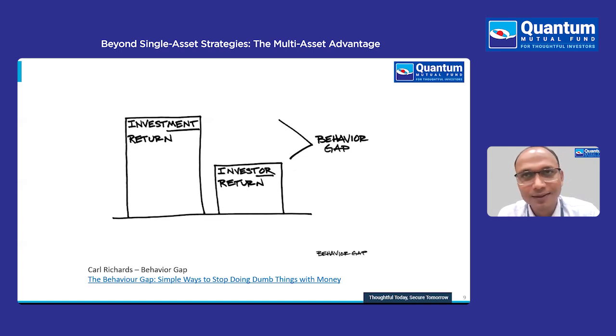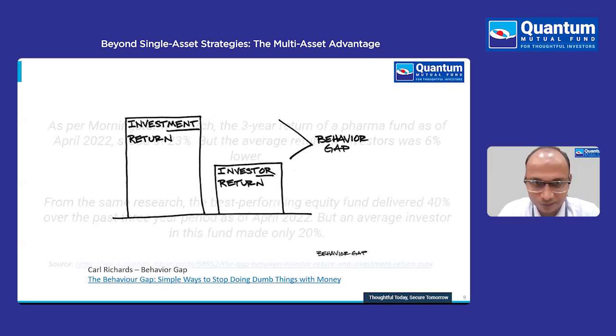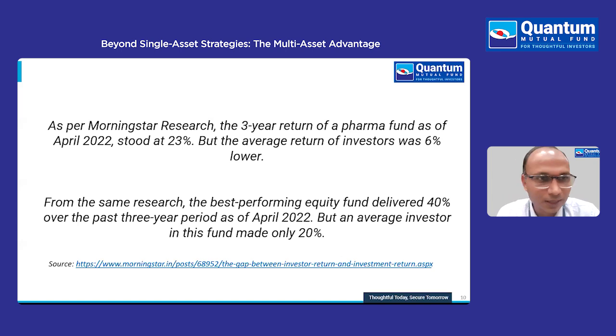I'll present that. Globally, investor return has been lower than investment return, and that is mainly driven by their own behavior, how they respond to market ups and downs. And this is one element we are facing in India also. So just to quote some example, this is a slightly old study, done 1.5 years back by Morningstar Research.